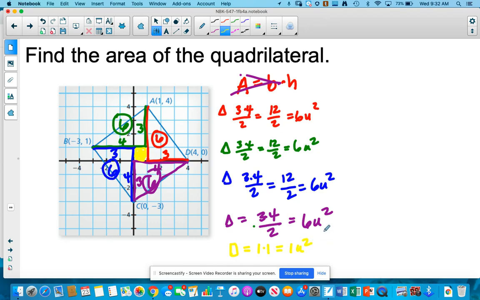And so then if I'm trying to find the area of this entire thing, would it be, besides yellow, 6 plus the blue one, 6 plus your green one, 6 plus that red one, 6 plus 1 square in the middle should give you 25 units squared. So that is one way to solve the area of that quadrilateral. Break it into shapes you know, break it into those 4 triangles with that 1 square in the middle.